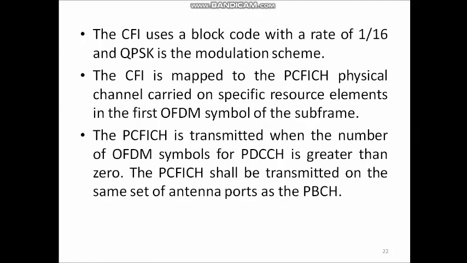Okay, the CFI uses a block code with a rate of 1 by 16. So code rate is 1 by 16, and quadrature phase shift keying is the modulation scheme used. The CFI is mapped to the physical control format indicator channel, PCFICH, and carried on specific resource elements in the first OFDM symbol of the subframe. The PCFICH is transmitted when the number of OFDM symbols for PDCCH is greater than 0. The PCFICH shall be transmitted on the same set of antenna ports as the PBCH.